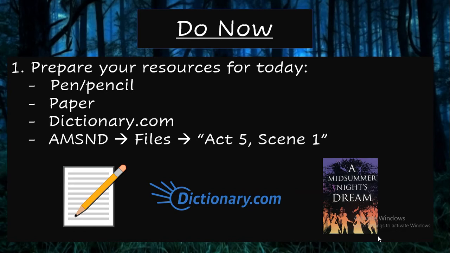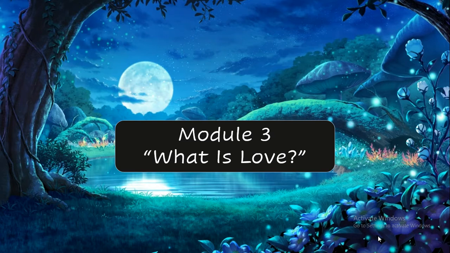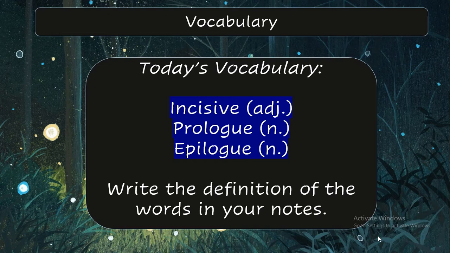All right, and so let's go ahead and just get right into it. You do have vocabulary today, and so here are three words that you're going to look up today. You do need to know the definition of these three words in order to understand the full scene that you're about to read today. And so the first word is incisive, second is prologue, third word is epilogue. Go ahead and allow yourself about 2 minutes to look up those words and write down those definitions in your notes so that you can refer back to them when you come across them in the play today.